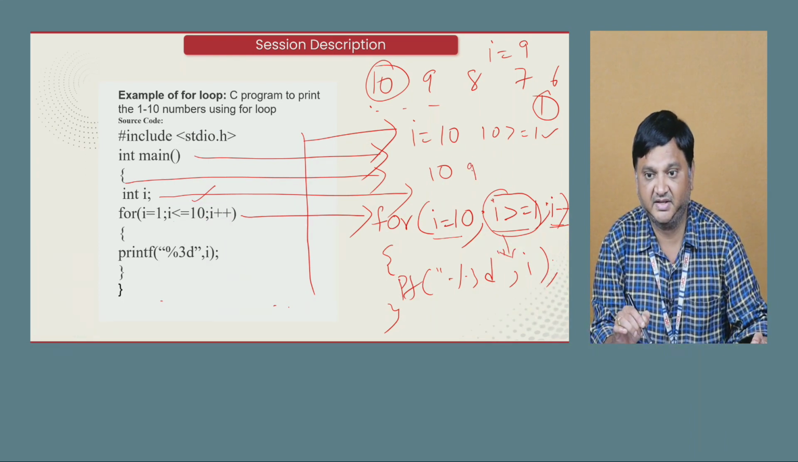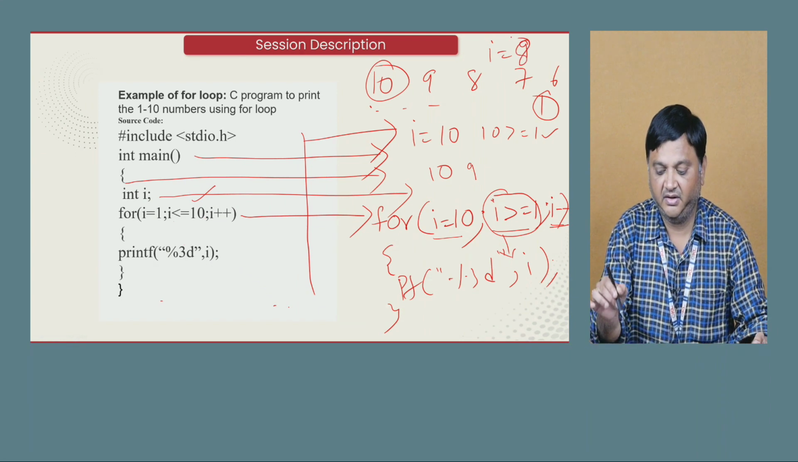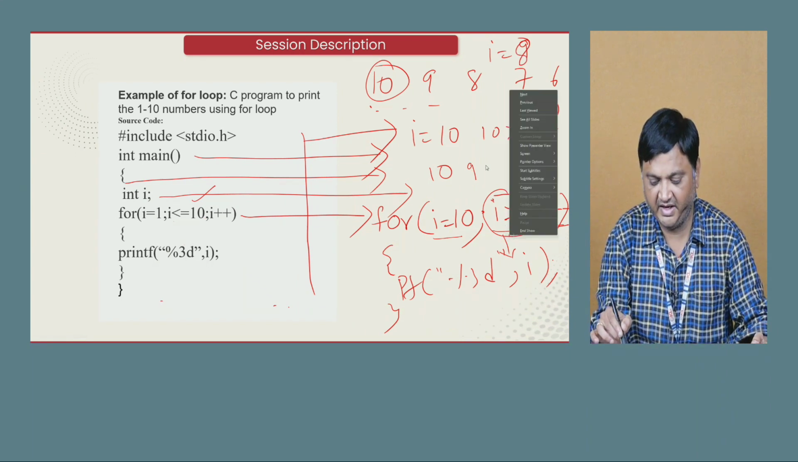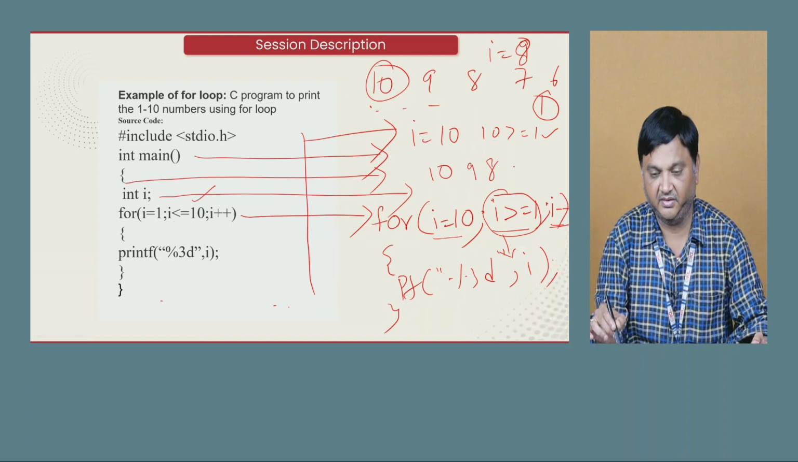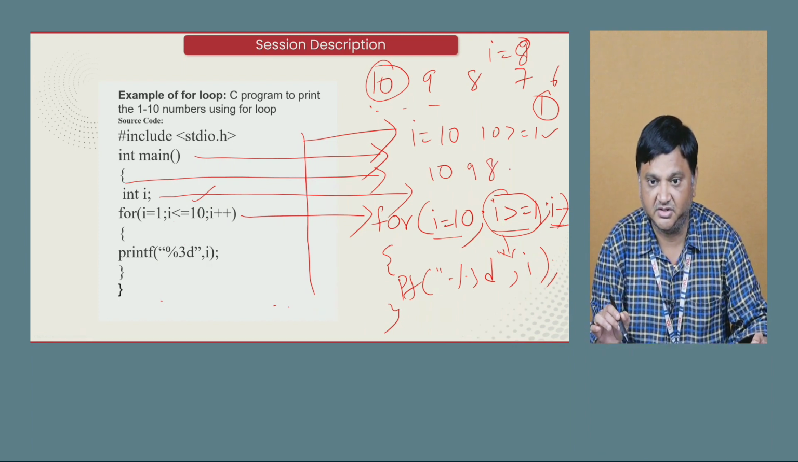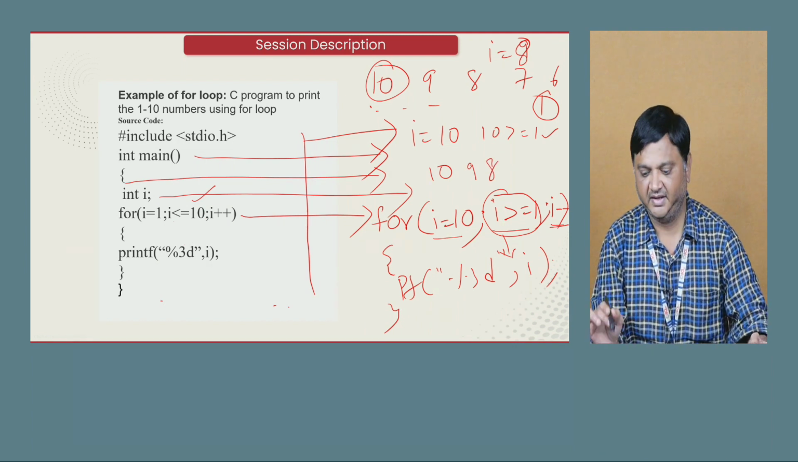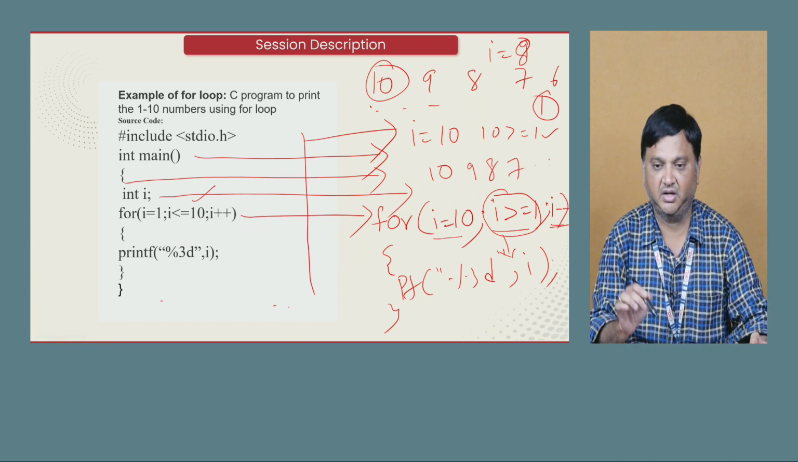Now tell me what happens next. I will be 8. Very good. 8 greater than or equals to 1? Yes, 8 will be printed on the screen. Very good. And tell me how many values it's going to print. 10, 9, 8, 7, 6, and so on up to 1.